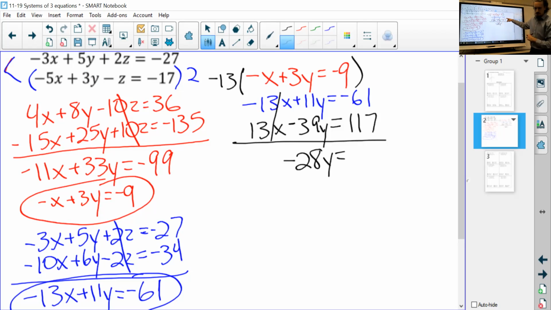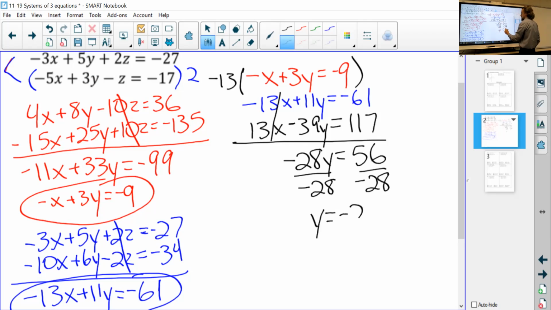117 minus 61 is 56. Okay. So now I have one equation, one variable, so I can solve for y now. If I just divide both sides by negative 28, then we get y is negative 2. And we breathe a sigh of relief. That's the hard part. We did this, we're almost done.